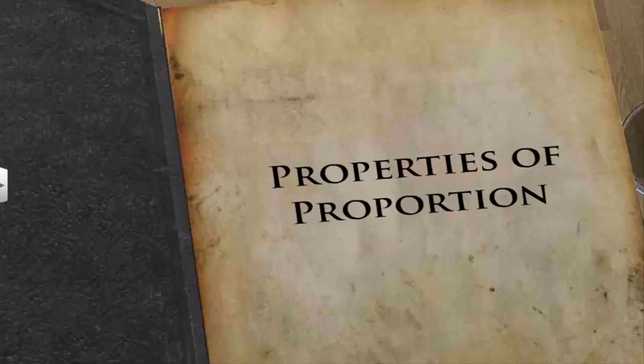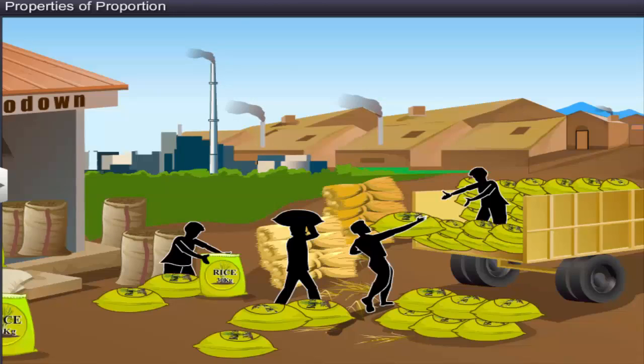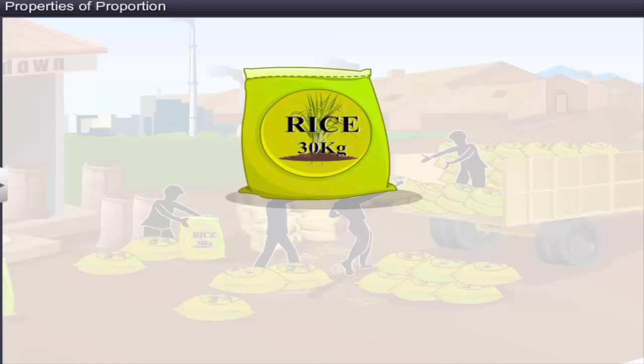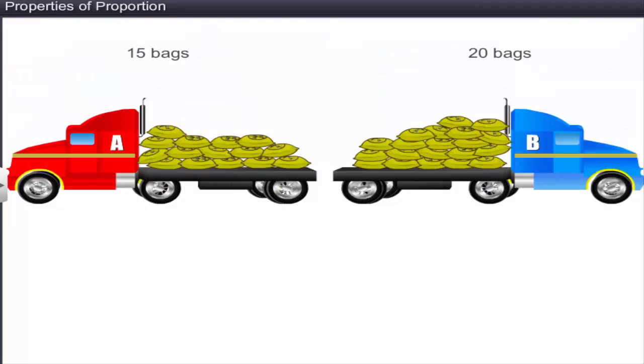In this module, you will learn about the properties of proportion. Workers in a rice mill are packing rice in gunny bags. Each bag contains 30 kgs of rice. The owner wants to load 15 bags of rice in a carriage van labeled A and 20 bags in another carriage van labeled B.